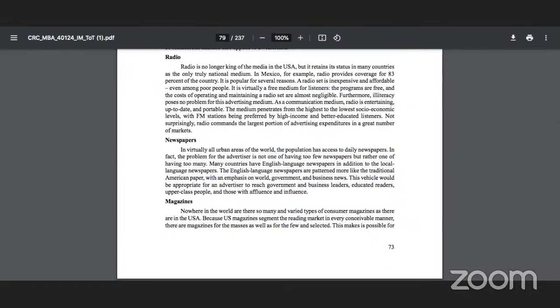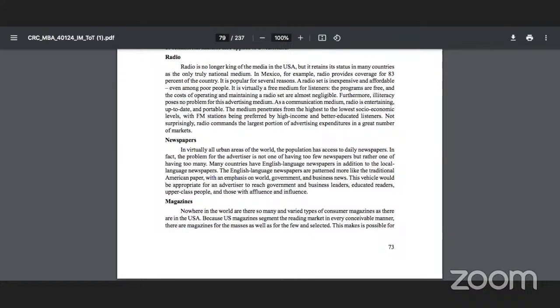If we talk in terms of radio, radio is no longer king of the media in the USA, but it retains its status in many countries. For example, India itself has seen a surge in consumers listening to radio, particularly while driving. So FM has become a staple in the Indian scenario. So what do we see? We see a bombardment of ads all through the programs, and you hardly hear, for example, any songs or any related content, because most of the time is being taken away by just the ads.